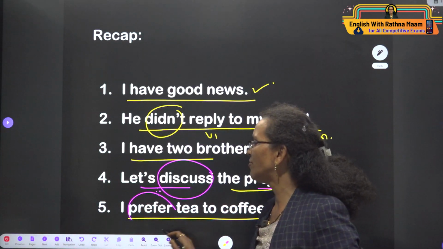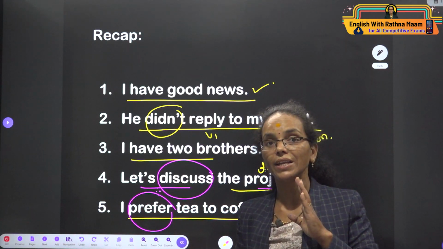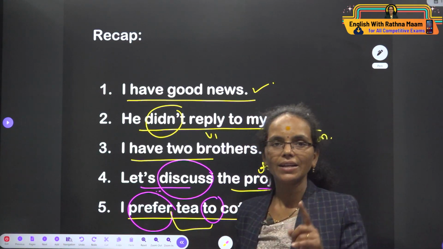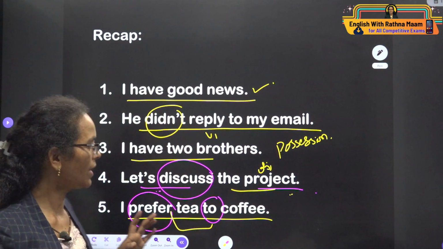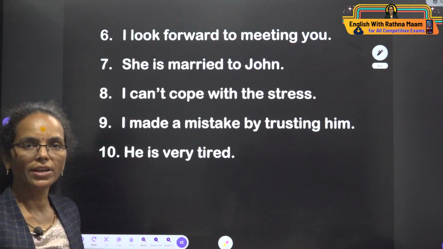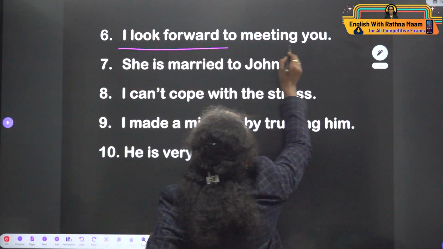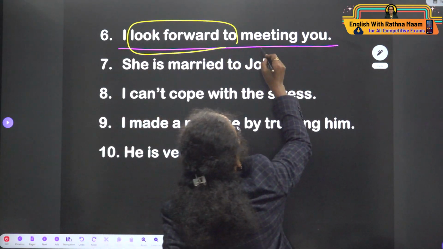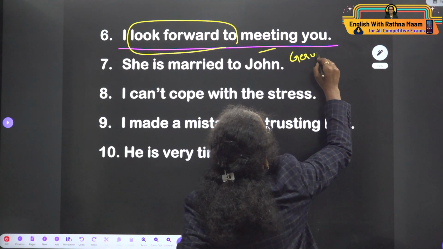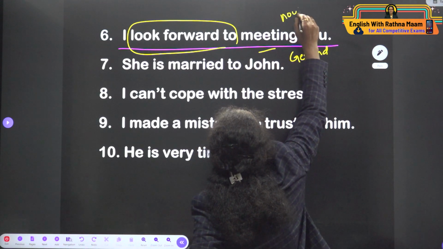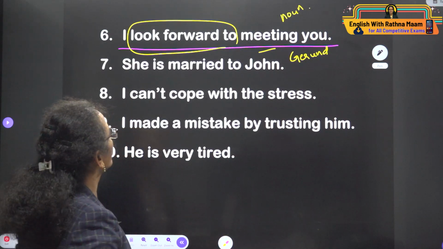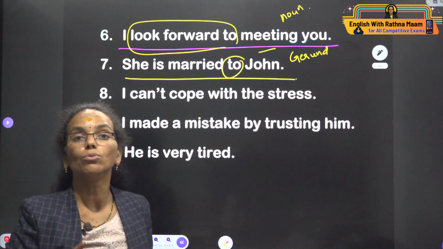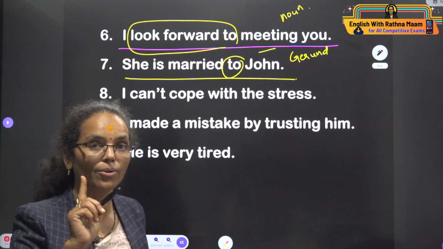Next one, I prefer tea to coffee. When the word prefer is used, it should be followed by to, not than. I prefer tea to coffee means I like tea, not coffee. Alright. Move on to the next one. I look forward to meeting you. Look forward to is a prepositional phrase, and should be followed by either a gerund form or a noun. Next one, she is married to John. She is married to, not with. Okay.